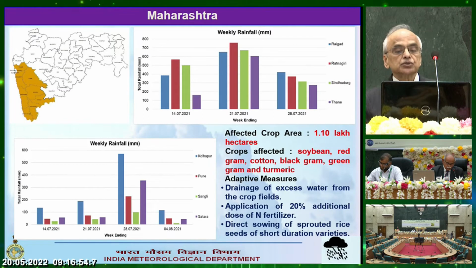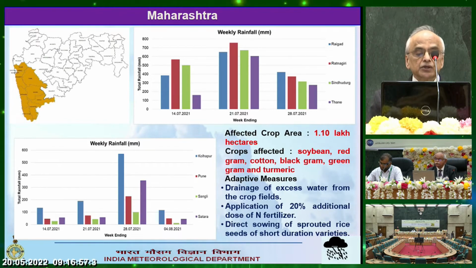So in Maharashtra also there were floods, and you could see in the graph the weekly rainfall for July 14th, 21st and 28th. For example, on 21st of July in different districts, there was an enormous amount of rainfall, and the affected crop area is 1.1 lakh hectares in Maharashtra. The crops that are affected are soybean, red gram, cotton, black gram, green gram and turmeric.